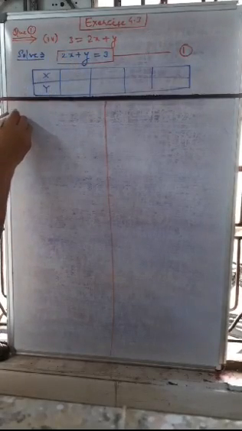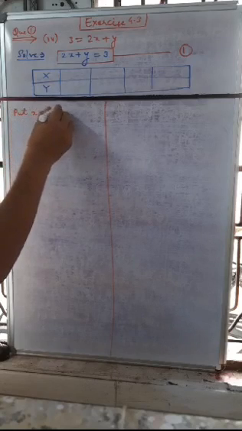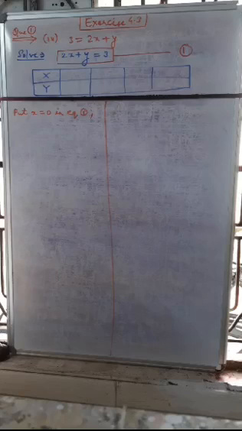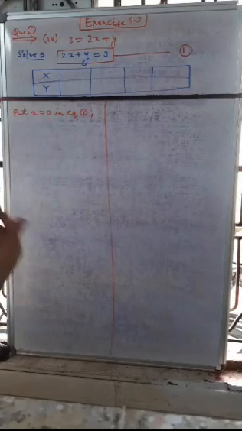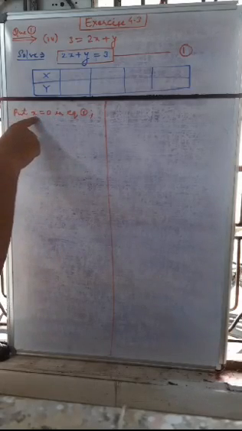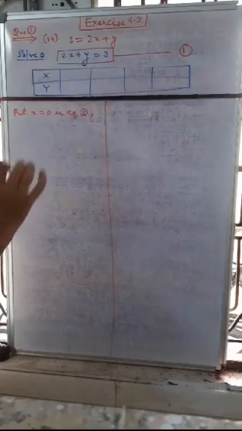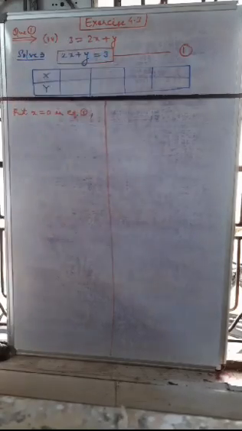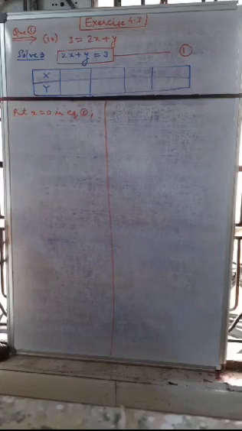Put x is equal to 0 in equation 1. As a first step, we can put 0, 1, minus 1, 2, minus 2. It depends on you. If you want to put a value of x, you can put it in equation 1 and find the value of y. If you want to put a value of y, you can calculate the value of x. Both are possible. It depends on your choice. Whatever you like, you can do.